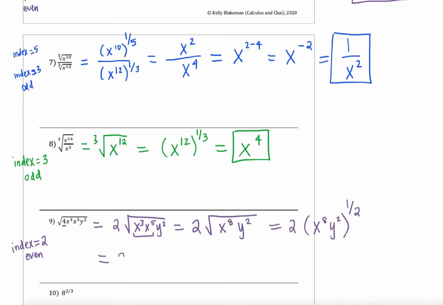So from here, we can distribute that 1/2 power to be x to the 8th to the 1/2, y squared to the 1/2. So we still have 2. 8 times 1/2 is going to give us x to the 4th.